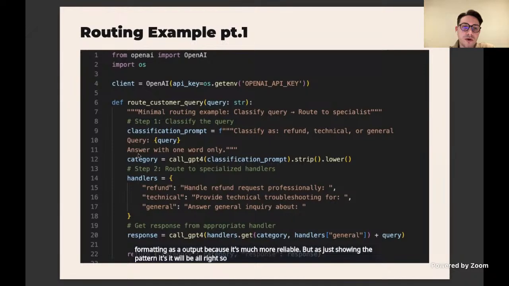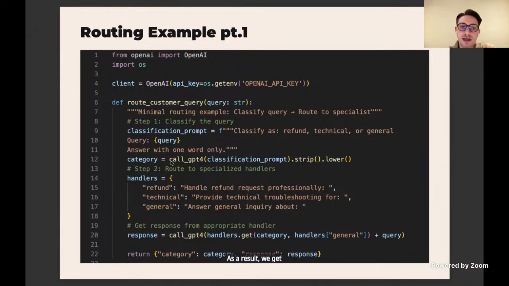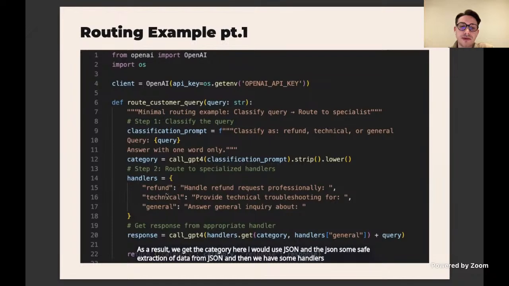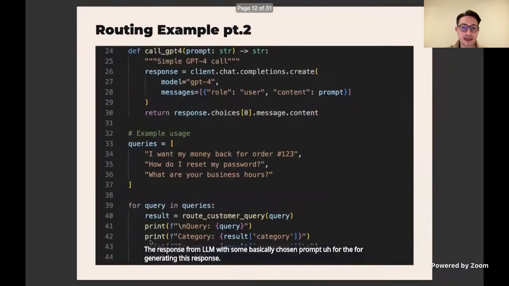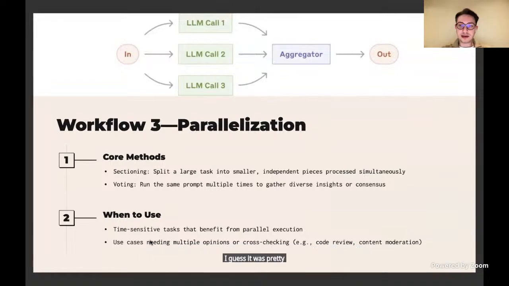So as a result, we get the category. Here I would use JSON and a safe extraction of data from JSON. Then we have handlers for each particular class, basically a prompt for each particular class. Then we call GPT again with the category and with that prompt. As a response, we have the response from the LLM, generated with the chosen prompt. I guess it was pretty clear.